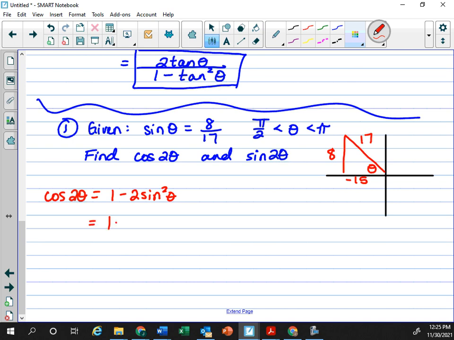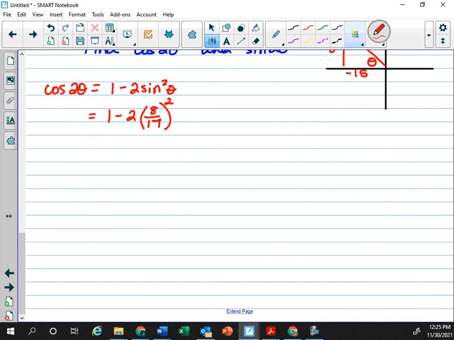So 1 minus 2 times, what is the sine of theta? 8 over 17, and then I'm squaring that. Okay, from this point on, it is just math calculations. There's no free calc happening here. This is just, can you multiply and add and subtract. So I've got 1 minus 2. We're going to square first. So what's 8 squared? 64.